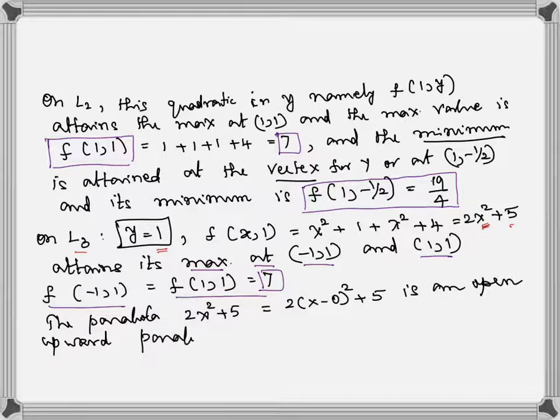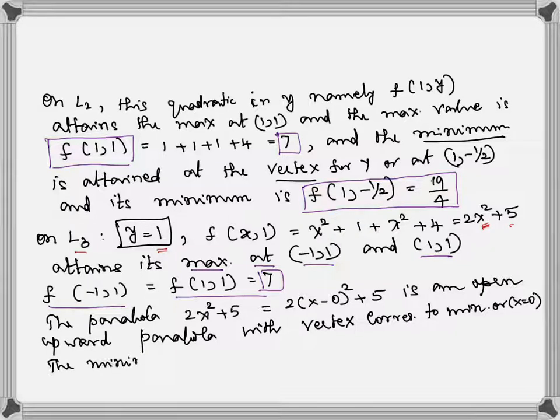So it's an open upward parabola with vertex corresponding to x equal to 0, which is the minimum point. But on the line L3, y is fixed. So the minimum at (0, 1) would be f of (0, 1), which from the original equation is 5. So we got information on L3, where the maximum is, where the minimum is, what those values are. Then we have to do L4.